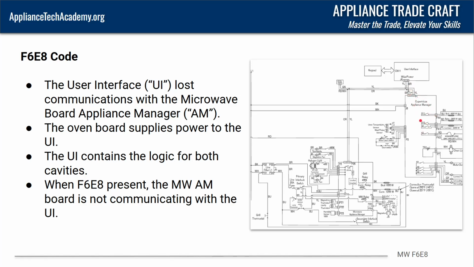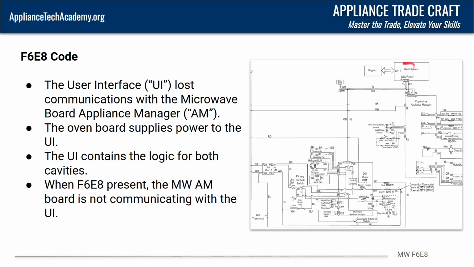But pretty much with this style configuration, the oven appliance manager is what supplies power to the user interface. So some of them you're going to have an SMPS right here which supplies it, but on this configuration in particular, we've got our Copernicus appliance manager, 120 volts comes in here, then it supplies DC voltage to the user interface for it to wake up, light up, and do its thing. Now with that being said, when we have power supplied from this to here, what it's looking at between here and there is a communication signal.